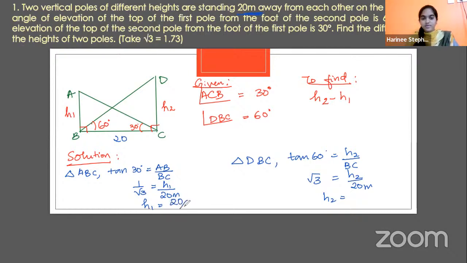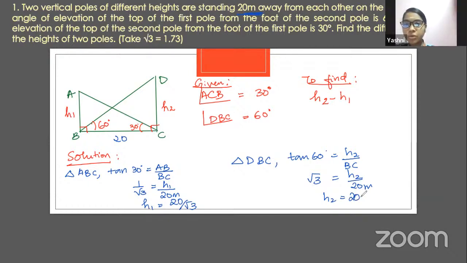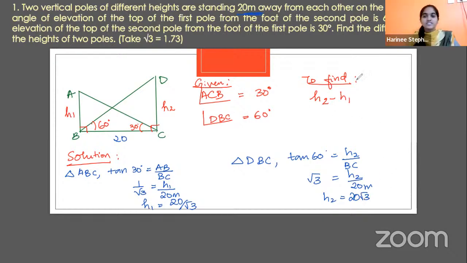Are you getting H1 as 20 upon root 3? Yes, ma'am. Very good. What about H2? Is it 20 root 3, ma'am? Yes, 20 root 3. So finally, what are we supposed to find? We have got a numerical value for both, but we are supposed to find the difference between them. So H2 minus H1 is what we are supposed to find. So 20 root 3 minus 20 upon root 3. And there is a value given for root 3 as 1.73.